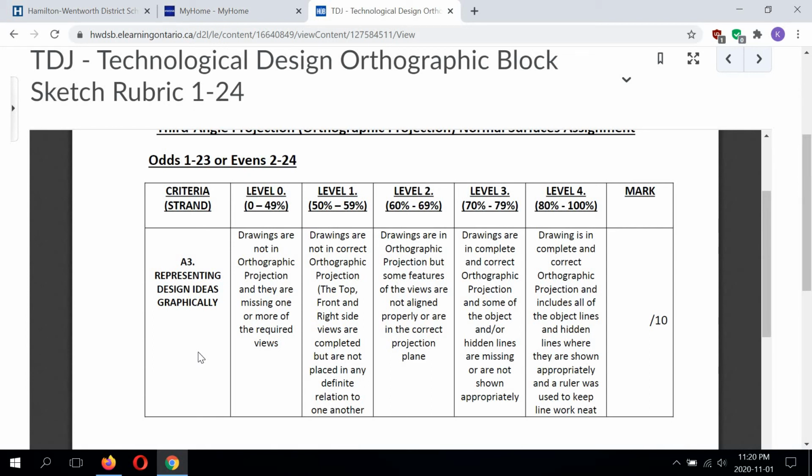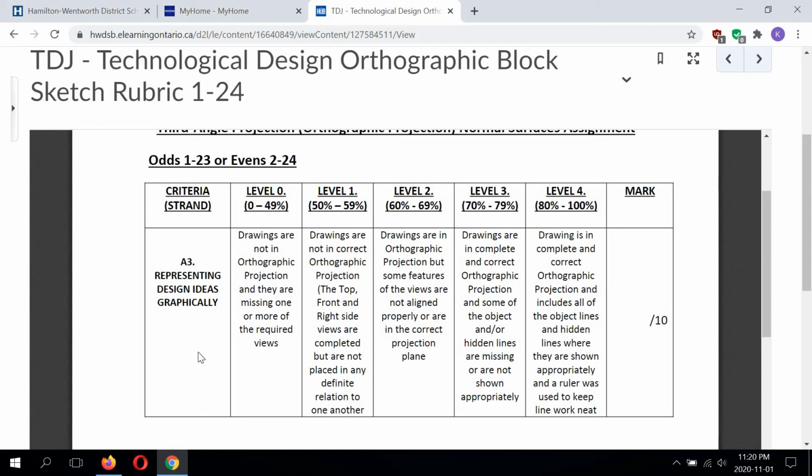Level 3, drawings are in complete and correct orthographic projection, and some of the object and/or hidden lines are missing or are not shown appropriately. So again, if you're missing hidden lines, if you're missing some object lines, there's some features of the views that are left incomplete, that's going to get you into level 3.